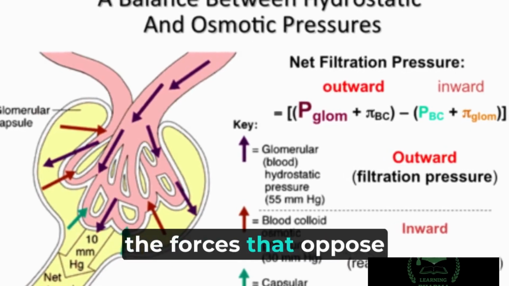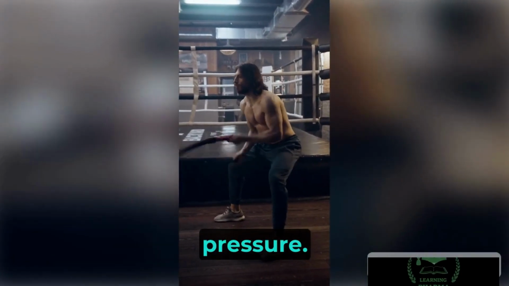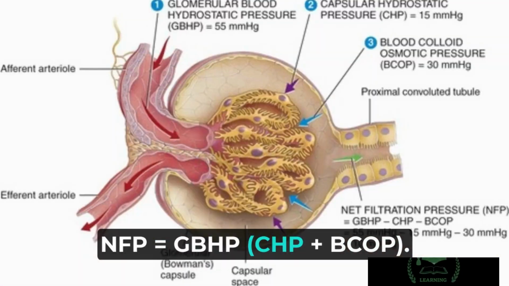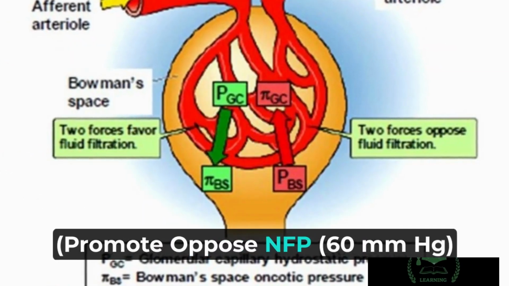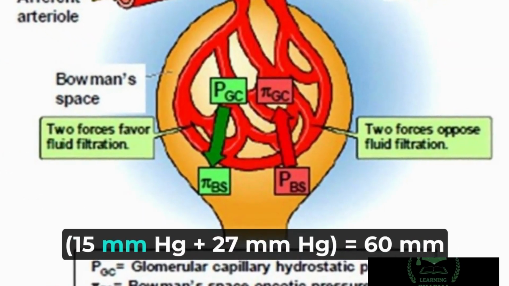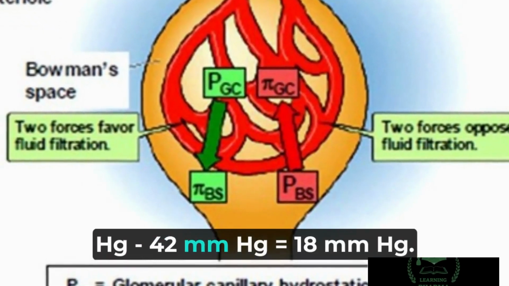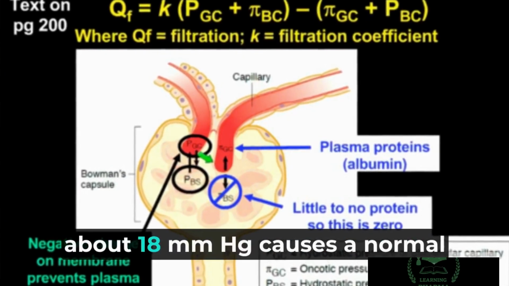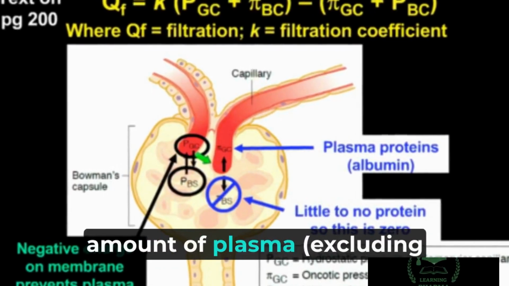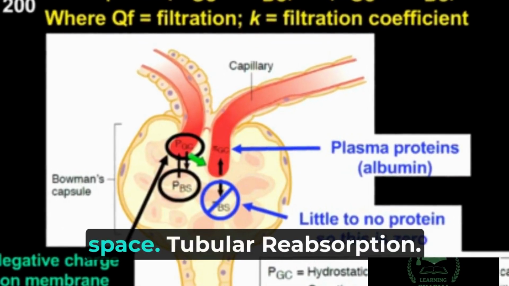To determine the net filtration pressure, NFP, the forces that oppose filtration are subtracted from the glomerular blood hydrostatic pressure. NFP equals GBHP minus CHP plus BCOP. Filtration promoted 60 mmHg, opposed 15 mmHg plus 27 mmHg, so NFP equals 60 mmHg minus 42 mmHg equals 18 mmHg. This means that a pressure of about 18 mmHg causes a normal amount of plasma, excluding plasma proteins, to filter from the glomerulus into the capsular space.